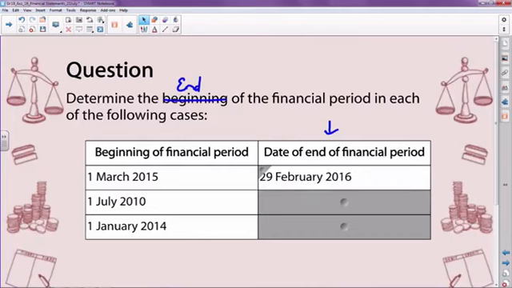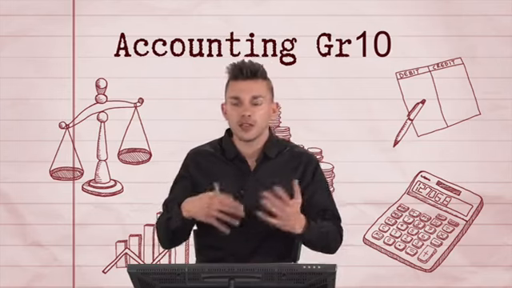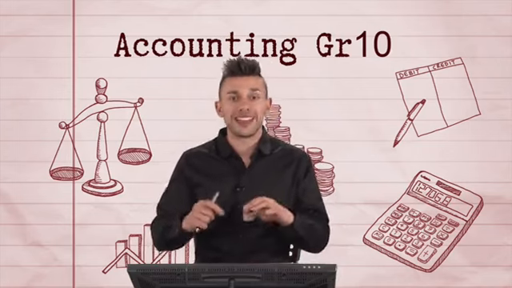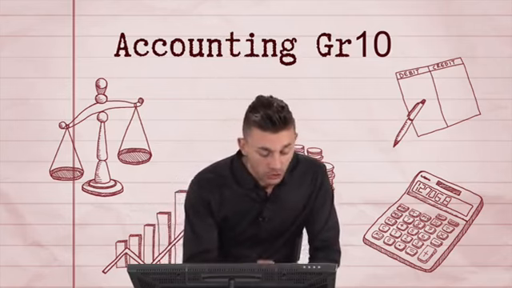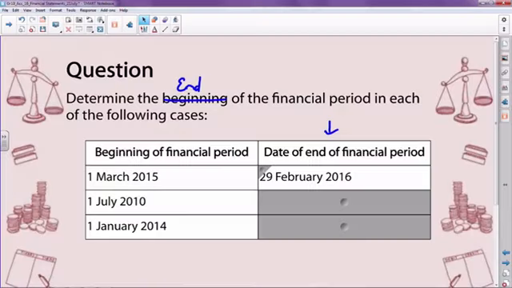And now, remember, sometimes there's a leap year, sometimes not. We're not too fussed about it. If you want to say the 29th, if you want to say the 28th, not too important. Just know that it's the end of February with a certain year. Now again, 1 July 2010, the previous day is 30 June, but then the next year should be 2011. And then this is the easy one.